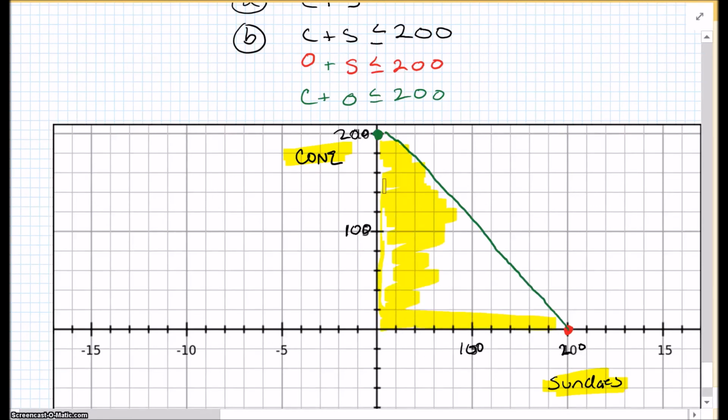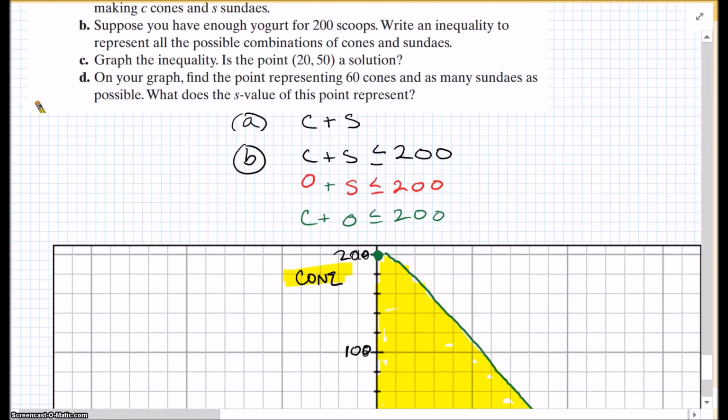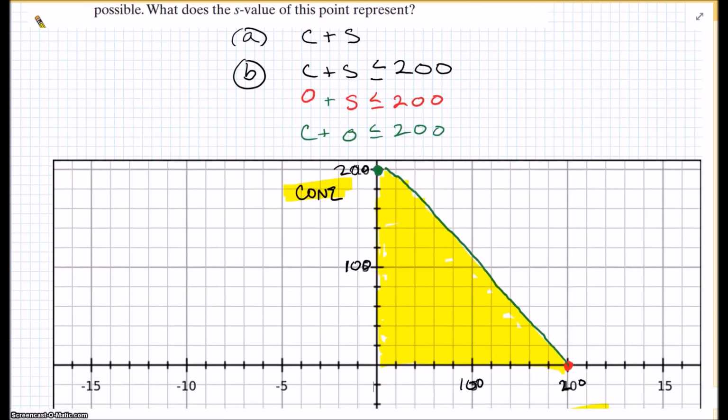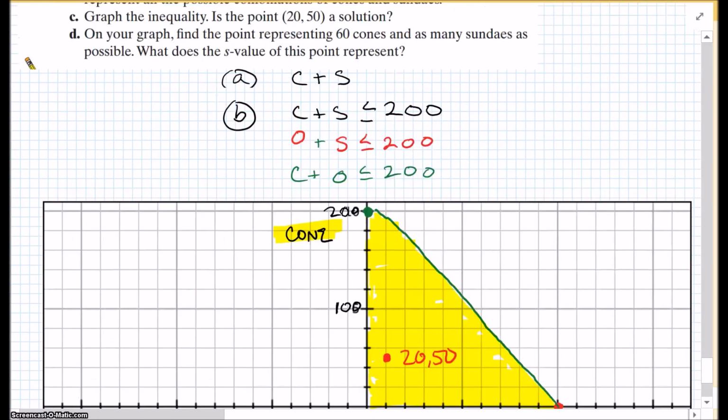So now you notice, again, each tick mark represents 20. The y-axis, or vertical axis, is my number of cones, and my x-axis is sundaes. So the next question: is the point (20, 50) a solution? So (20, 50), yes it is. It falls within our range.